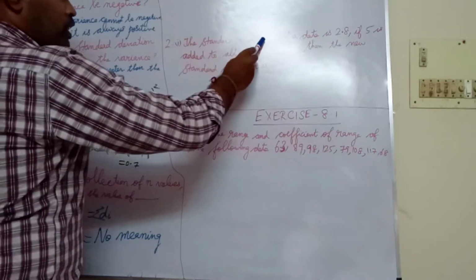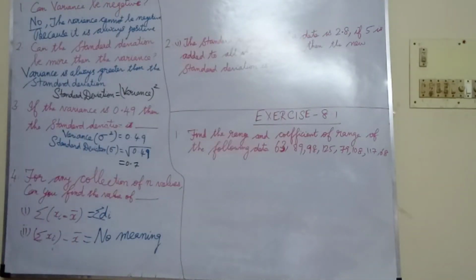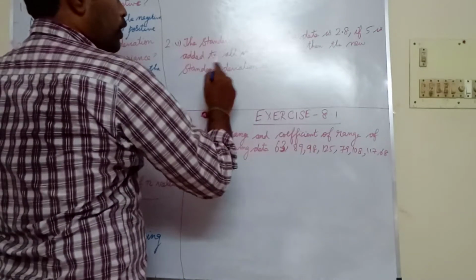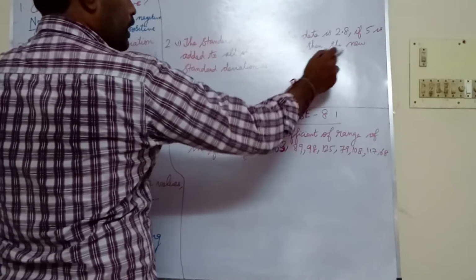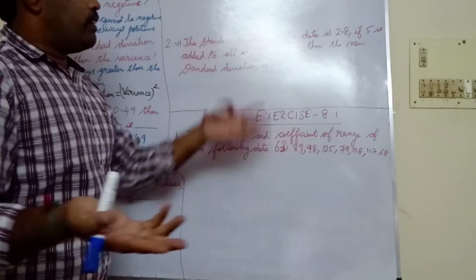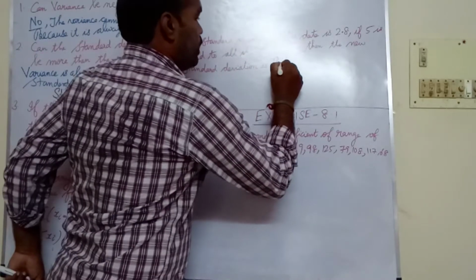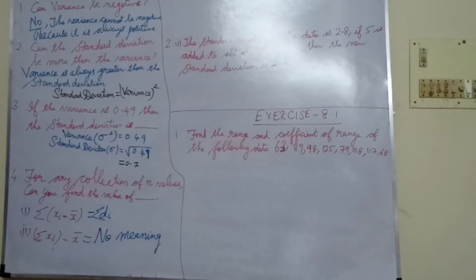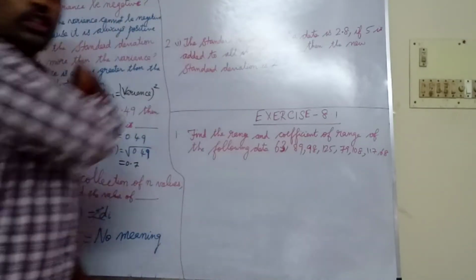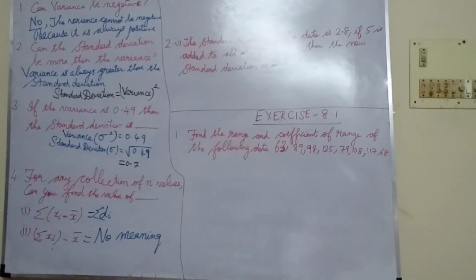The standard deviation of a data set is 2.8. If 5 is added to all the data values, then what is the new standard deviation? The same value only will come. Whatever the standard deviation value is, the new value is also 2.8. Then next one. These are the concept-wise questions, and we shall move to exercise 8.1.